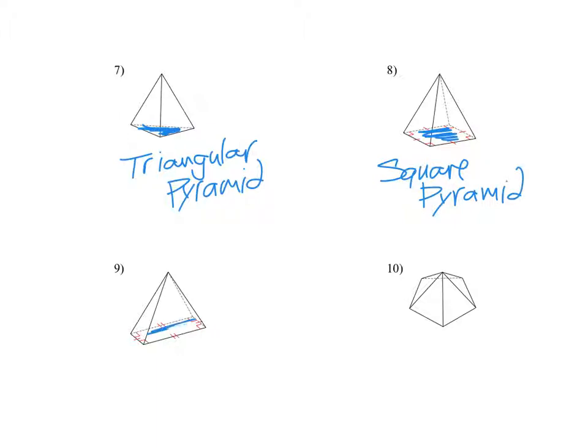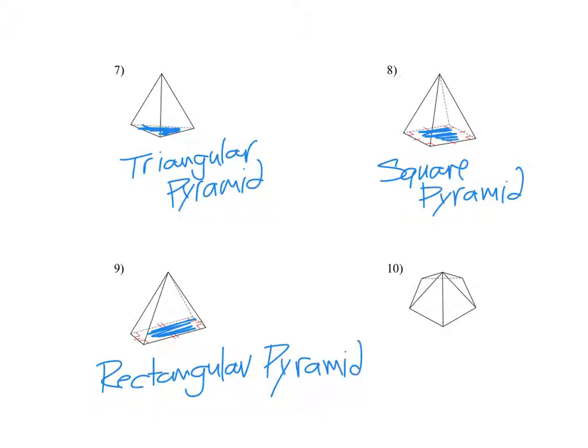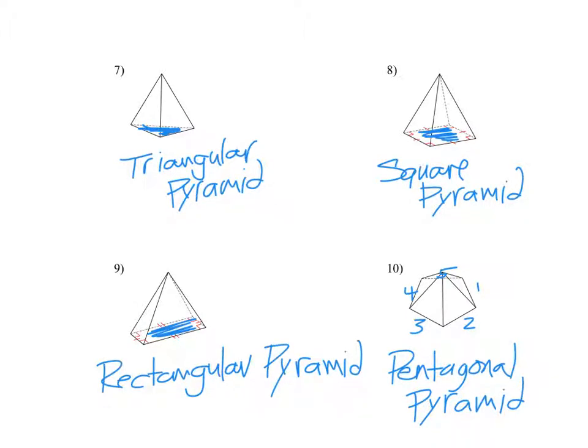Number 9, here's my base. That one is a rectangle, so we call it a rectangular pyramid. So hopefully you're starting to get the gist of how this works. Number 10, 1, 2, 3, 4, and then this one back here on the back is 5, so that's called a pentagonal pyramid. So again, it's all dependent upon what the base shape is.